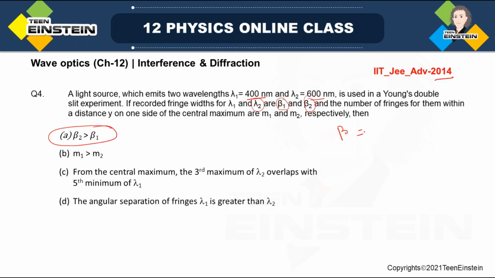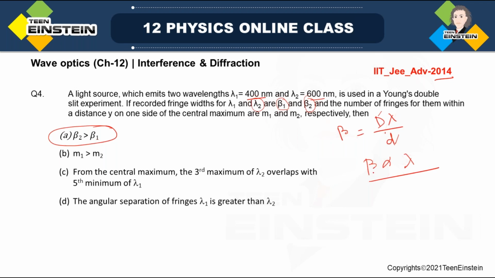So we know beta is equal to D lambda by d. Okay, I'm sorry, it's just the other way around: capital D, lambda by small d. So this is actually the fringe width. The apparatus is the same, so the experimental arrangements are the same, so I'm not taking those into account. So beta is directly proportional to lambda.